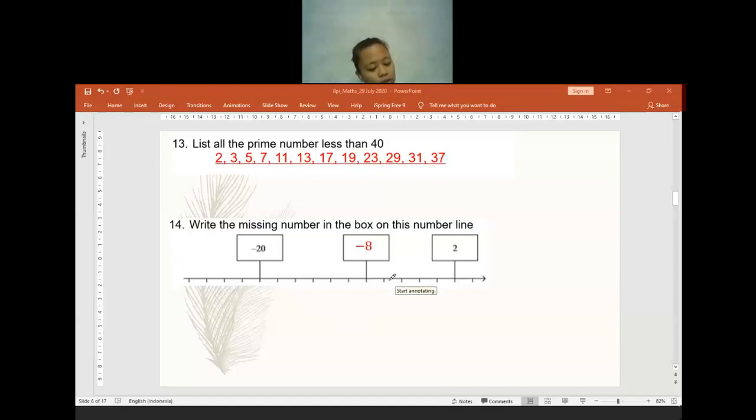Okay then. Ready? For question 14, write the missing number in the box on this number line. To write the number in the box, the first thing you have to do is check the distance. How many is it? There are 1, 2, 3, 4, 5, 6, 7, 8, 9, 10, this is 11.